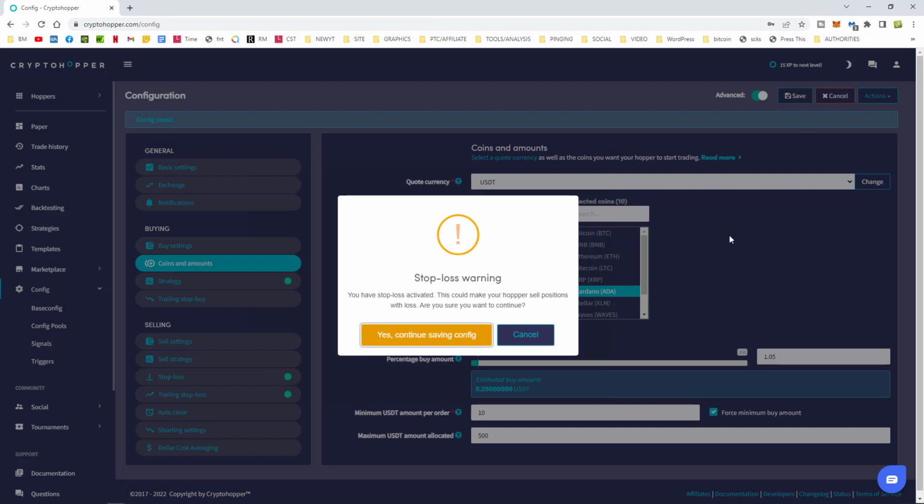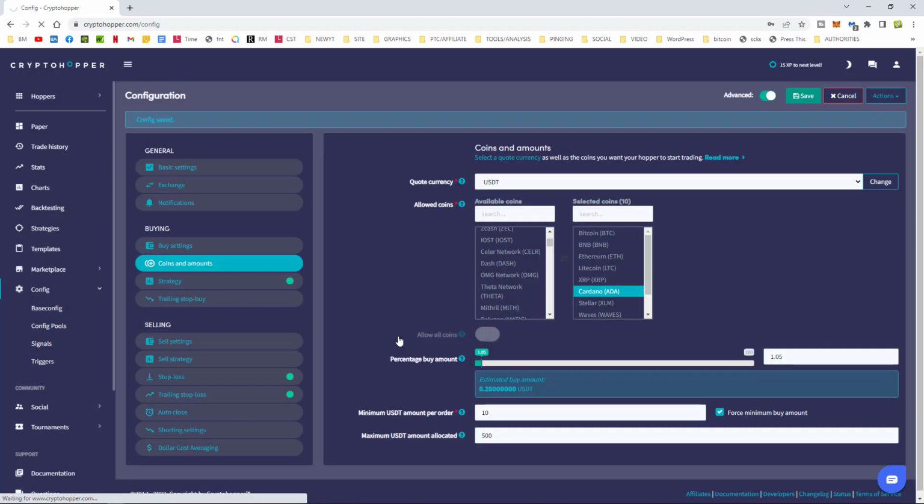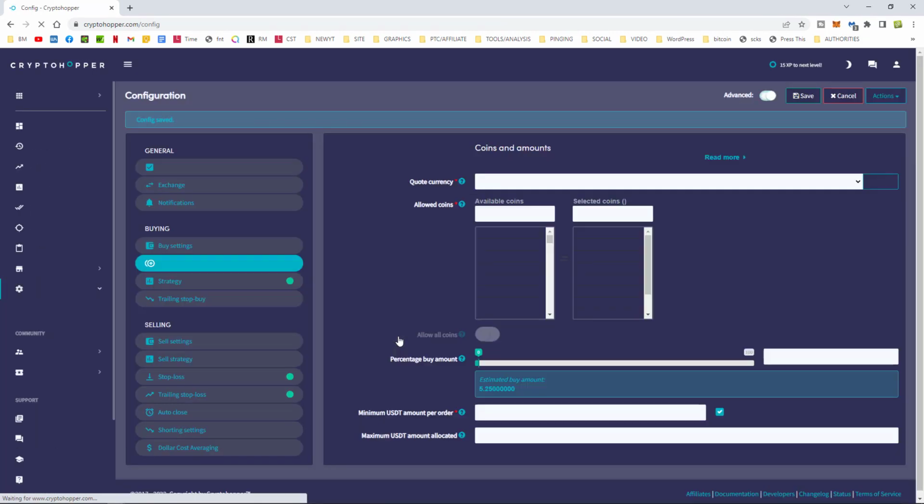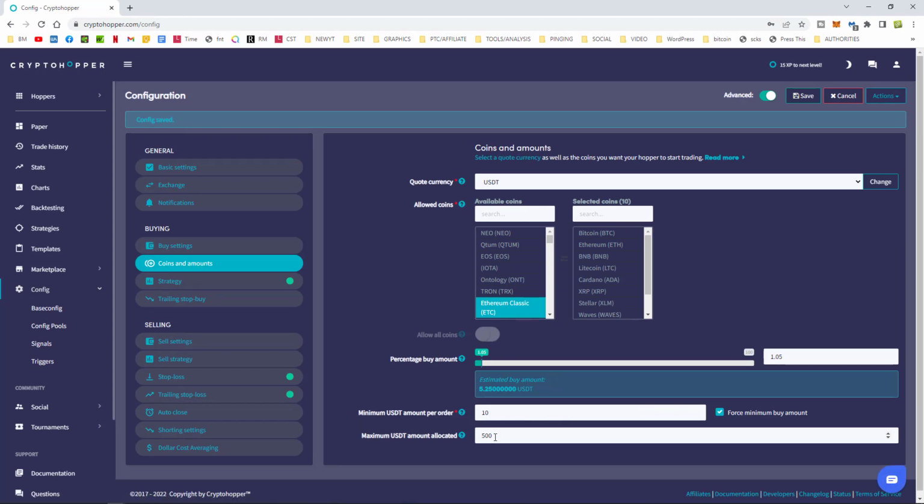Now save. I've just noticed something changed when I changed this from 1,000 to 500. It's using 1.05%, which turns out to be $5.25. And as you know, on Binance you can't buy less than $10. So I'm going to put 2%, 2.1% in there. There you go. That's $10.50 again. Save.